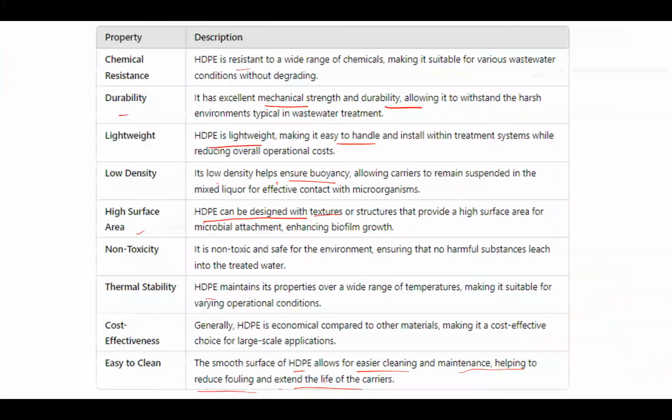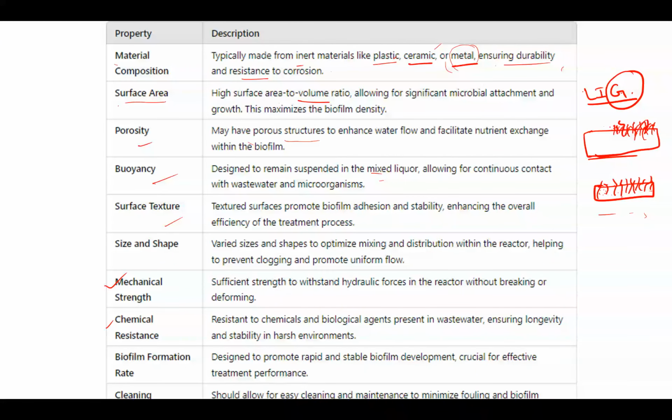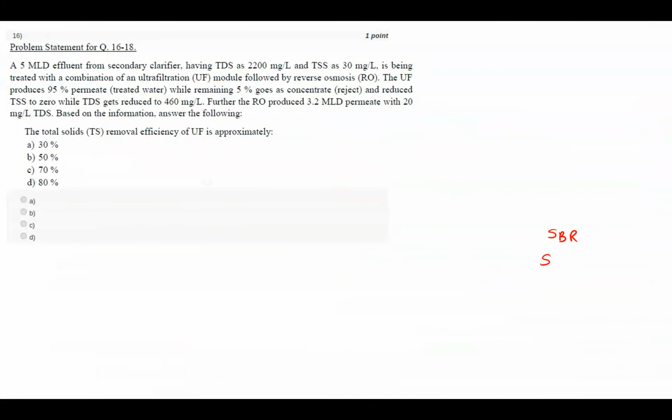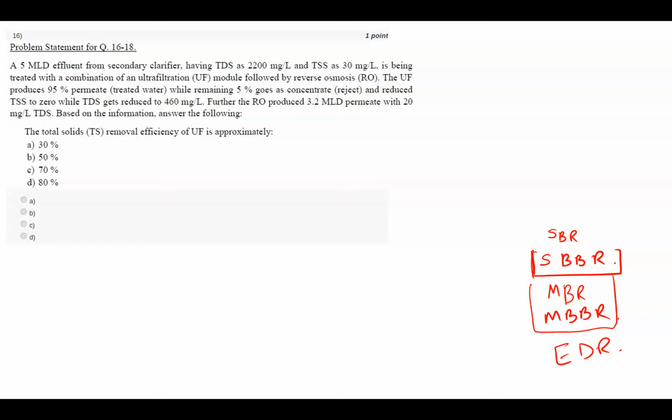Okay. SBR and SBBR. Okay, okay. Yes. I will clear that next class. This one and EDR. Yes. Okay. Any more?